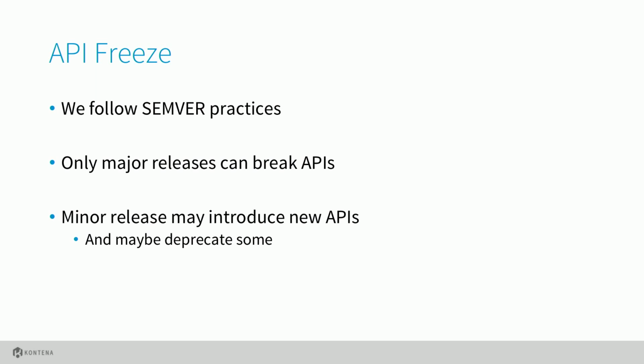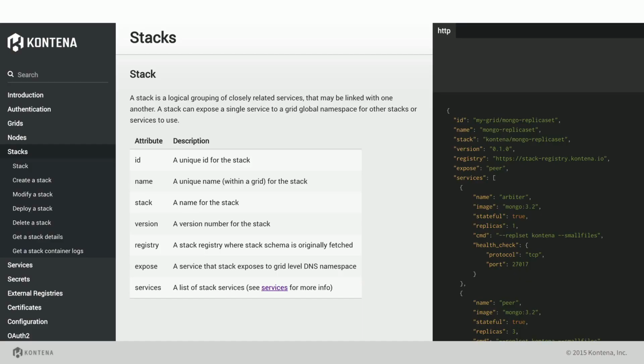What the API freeze also means is that the REST API is already mostly documented, and the documentation will be launched online in the near future. So it would be easy to integrate anything that you need to integrate with Kontena. Now that you have the API documentation available, you don't have to reverse engineer all the API calls that the CLI does, for example.